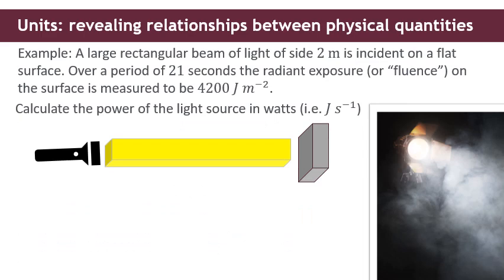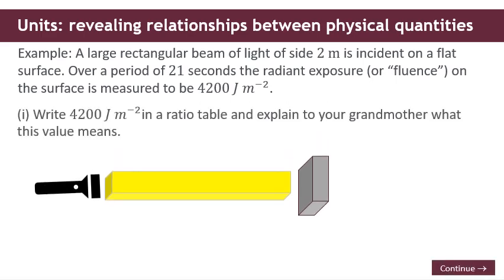Right, folks, I think we're ready to tackle that problem we came across at the beginning of the section. A large rectangular beam of light of side 2 meters is incident on a flat surface. Over a period of 21 seconds, the radiant exposure or fluence on the surface is measured to be 4,200 joules per square meter. Calculate the power of the light source in watts. We're not going to do this in one gulp. We're going to do it step by step. Here's the first step. When you've given it a go, click continue.